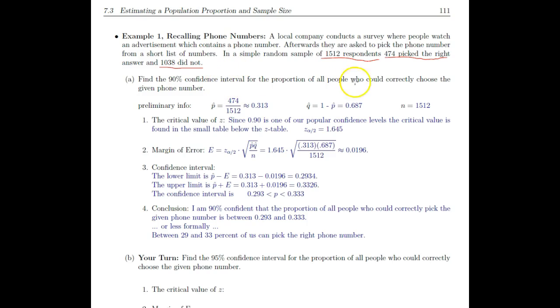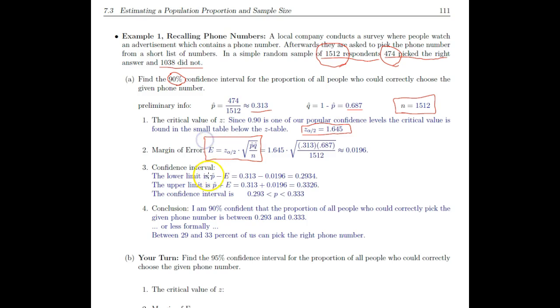So what is our best estimate? That's going to be p hat, which is simply 474 out of 1512. You'll see that calculation done right here, and we get approximately 0.313. Q hat is just the complement of p hat, so that's 1 minus 0.313, which is 0.687. And our sample size is 1,512. Next, the critical value, our z sub alpha over 2. Our confidence level is 90%, so we should know that the z sub alpha over 2 that corresponds with that is 1.645. And then we just plug these into our error formula.